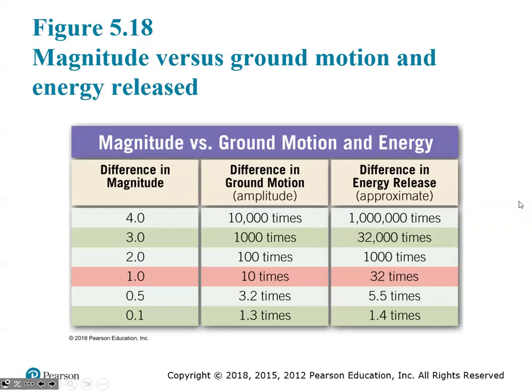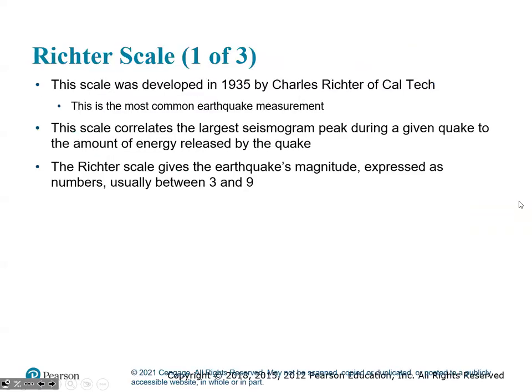The difference in 3 is 1,000 times the ground motion, and the difference in energy release is about 32,000 times. 2 is 100 times difference in ground motion, and the difference in energy release is 1,000 times. And 1 is about 10 times the ground motion, and the difference in energy release is about 32 times.